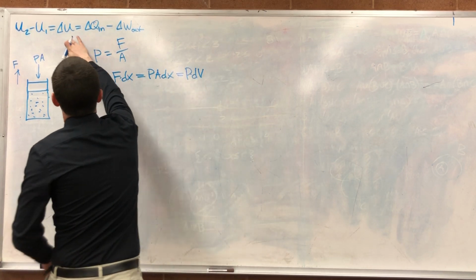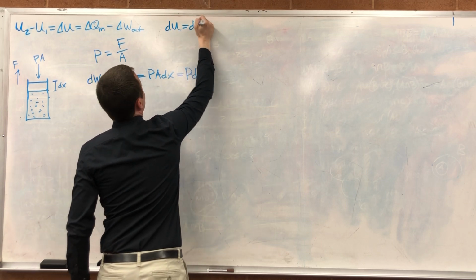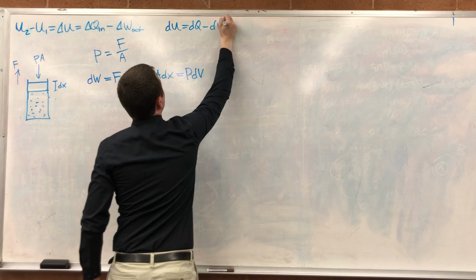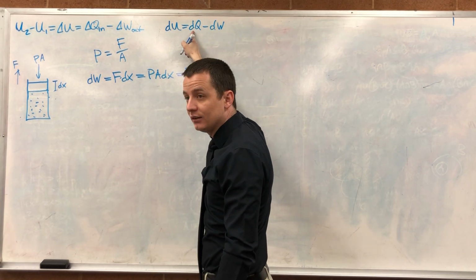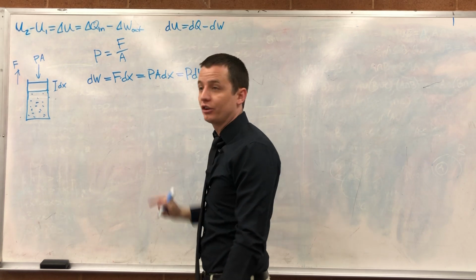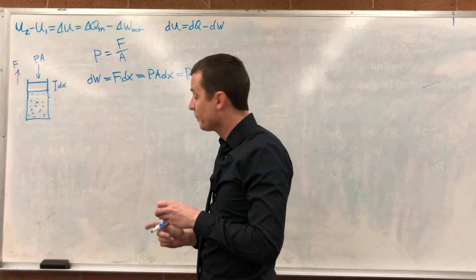Let me rewrite this equation again. dU is equal to dQ minus dW. However much work the system does, I have to add the same amount of heat to get it to do that work, assuming the internal energy of the system doesn't change. Oh, I see. Okay, I'm with you.